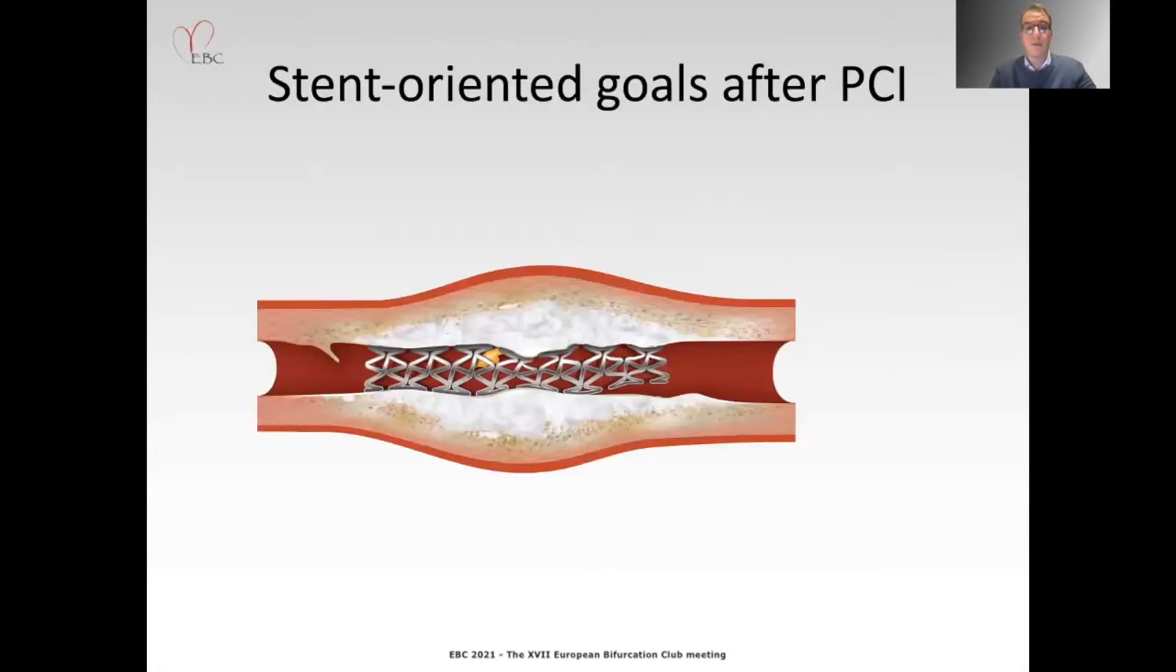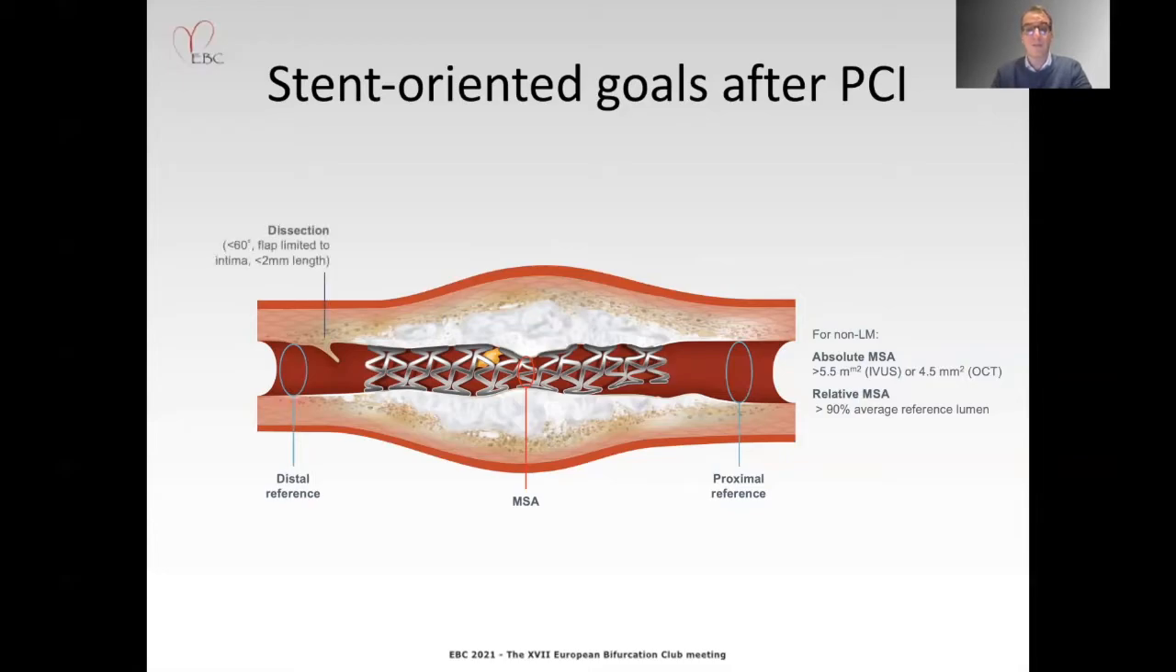Regarding the stent-oriented goals after PCI, efficient stent delivery is essential. Thus, we have also learned from intravascular imaging that good mechanical results can be achieved when MSA is greater than 80 or 90%, with an absolute MSA greater than 5.5 square millimeter. If dissection is not present, plaque burden at the edge, and malposition should also be avoided.